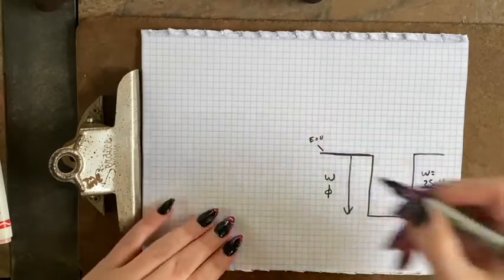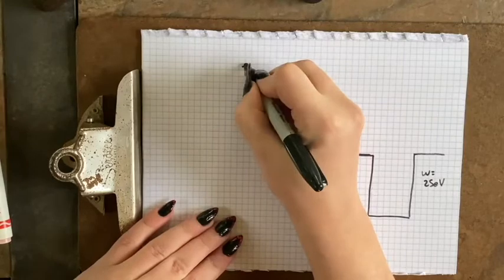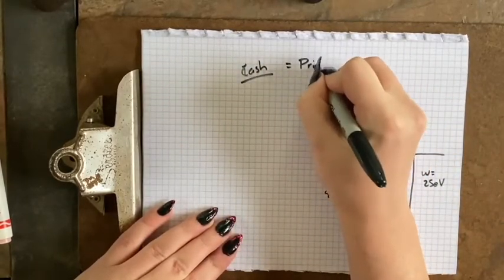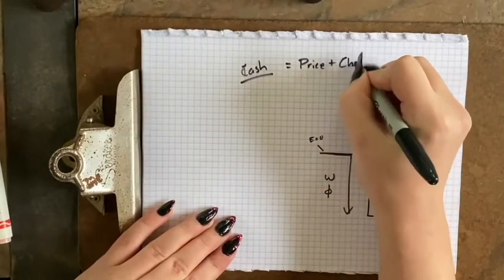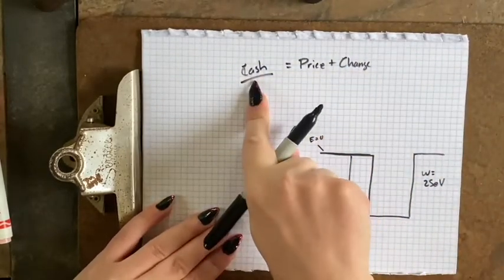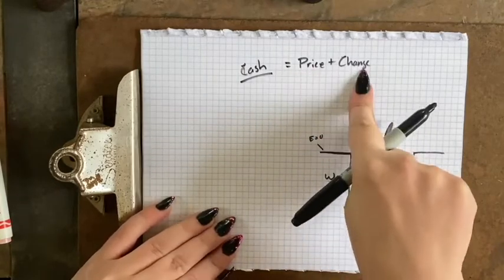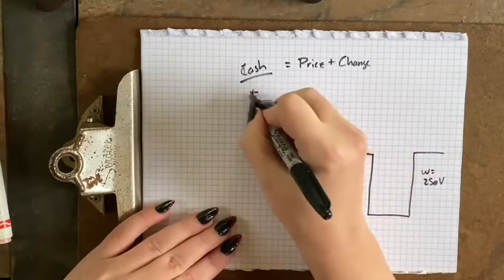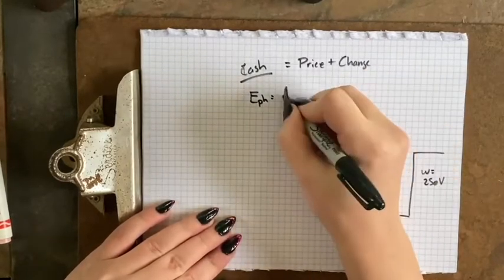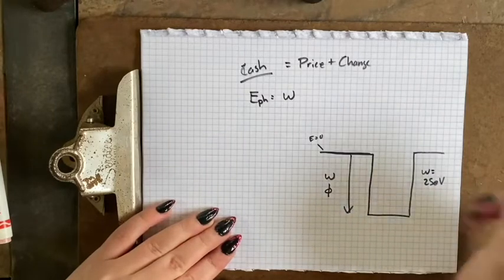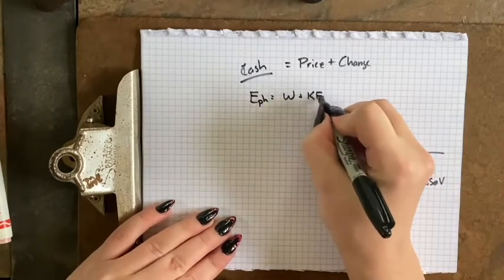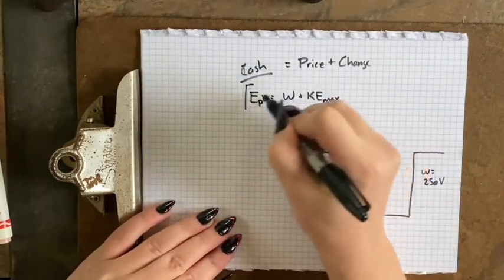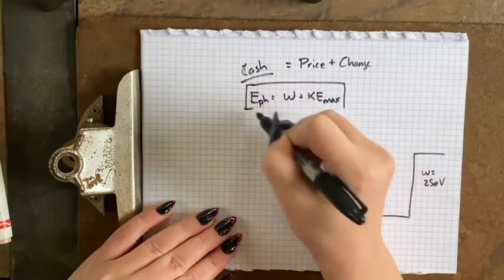So why do I say this is like counting money? If you have cash, it's equal to the price plus the change. What you pay with, we take away what it costs to get out, and then return what wasn't used. So the photoelectric effect formula, E photon, that's going to be equal to the work function plus the maximum possible kinetic energy that could come out. There it is. That's all there is to the photoelectric effect.